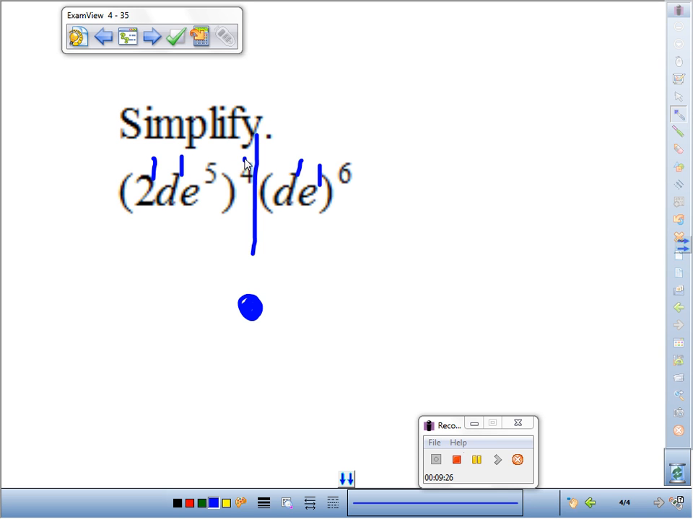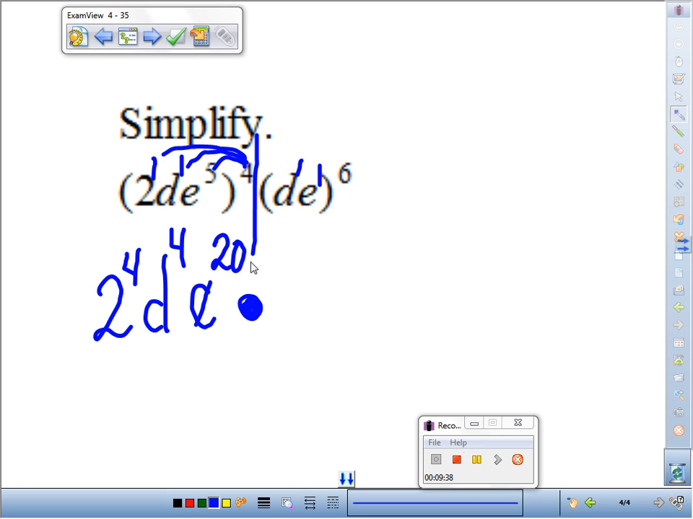Let's start with this one. 4 times 1, so that becomes 2 to the 4th. 4 times 1, that's d to the 4th. And 4 times 5, that's e to the 20th. We're done with that one. Let's move on to the next one. You distribute the 6, d to the 6, e to the 6. How are we doing? All right.